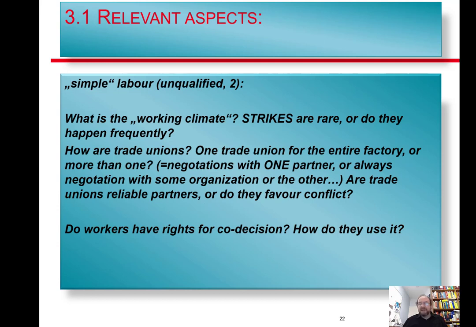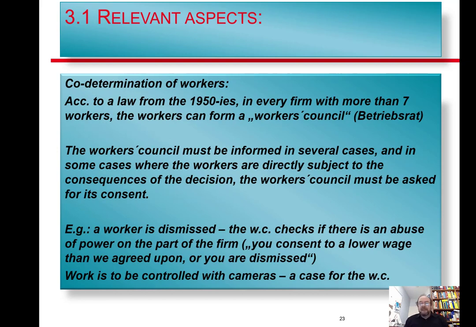Do your workers have rights for co-determination? I learned from new sources that my first translation, co-decision, was nice but wrong, so co-determination would be the correct term. If workers have certain rights in a certain area under the local labor law or customs, how do they use it? Are they really acting as partners or as enemies? By the way, that can vary from firm to firm, because it's not only dependent on social or legal surroundings, but also on the individual mindset of the people involved. I mentioned co-determination of workers. You should be familiar with that.